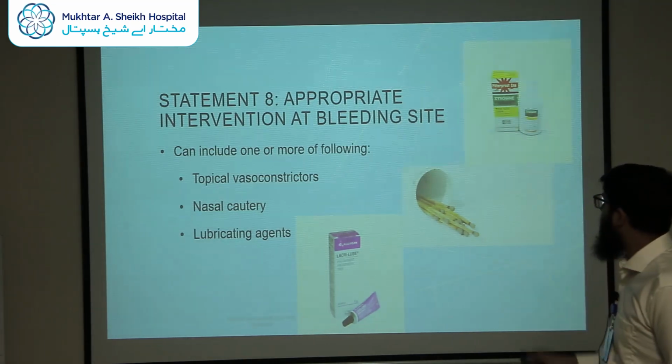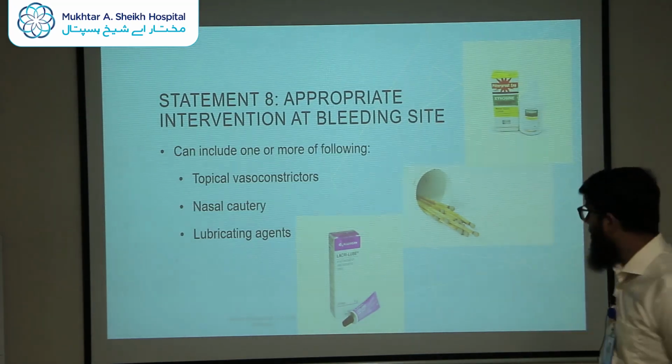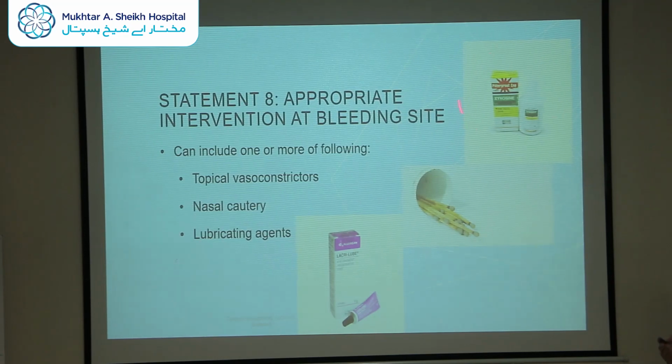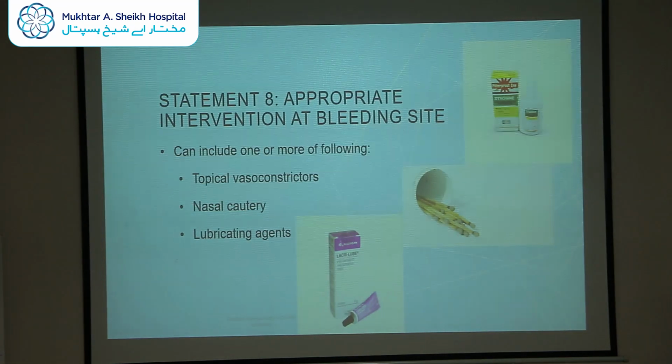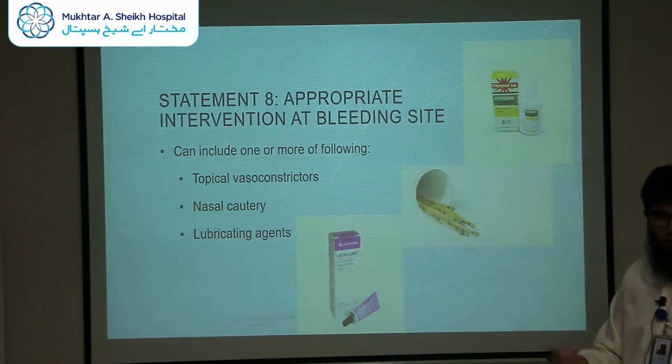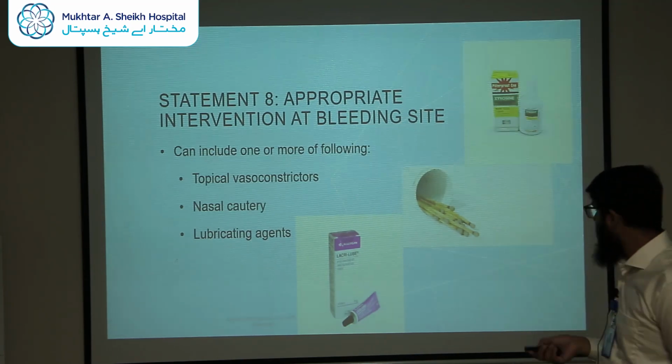The guidelines do not specify one, they do not give a sequence, they just list them all. So they include topical vasoconstrictors, we all know these. They include nasal cautery. It can be electrical cautery, it can be chemical cautery. Chemical cautery is easily available. You can get it from the pharmacy and you can do it at bedside if you have a head light and nasal speculum. And then lubricating gels. Lubricating gels include Lectrilube, Polyfex, Fusidin. You can use any one of these.